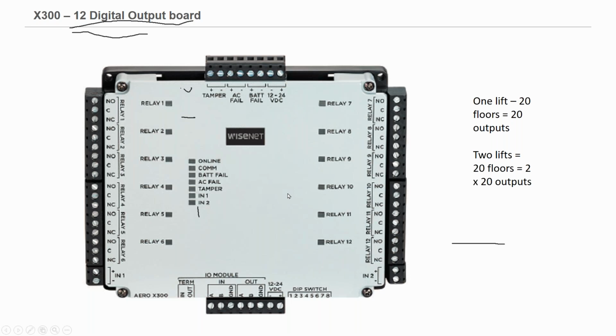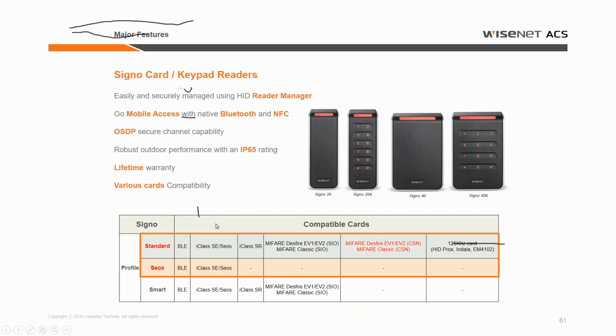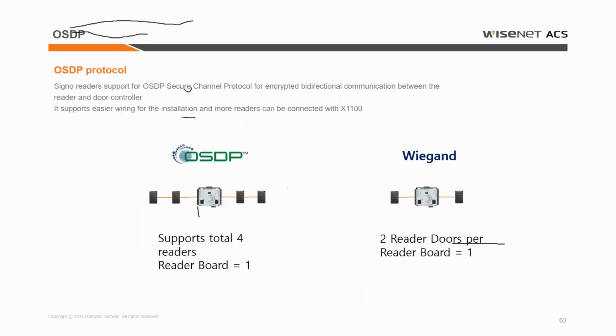Only generally used for lift, otherwise we don't see much use of output board. Okay, then there are readers. There are two types of reader available. Standard reader, again standard reader is called the Wiegand reader.